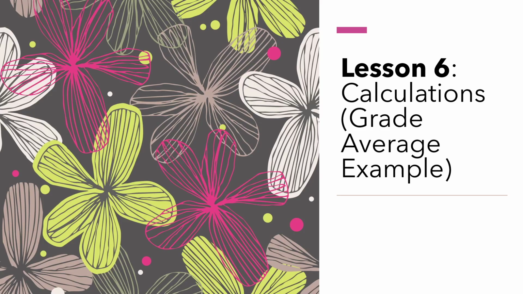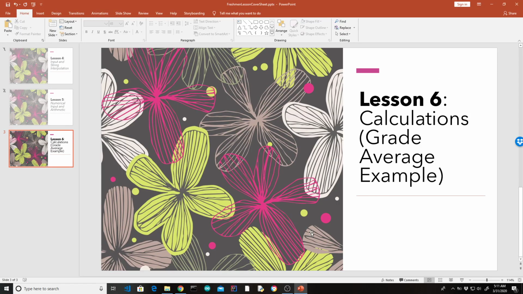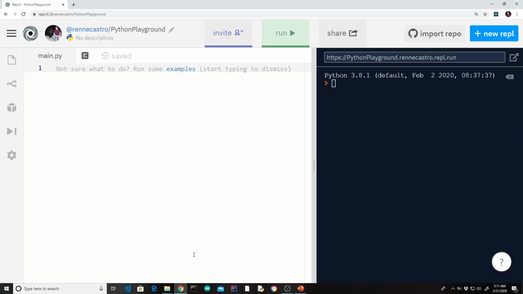Welcome to Lesson 6, Calculations. We'll be using a grade average example to explore how Python can be used to do calculations. So let's get to it. So here we are in Replit, and just to review, we're going to create a program that asks the user for 3 grades, and we will display the average of the 3 grades.